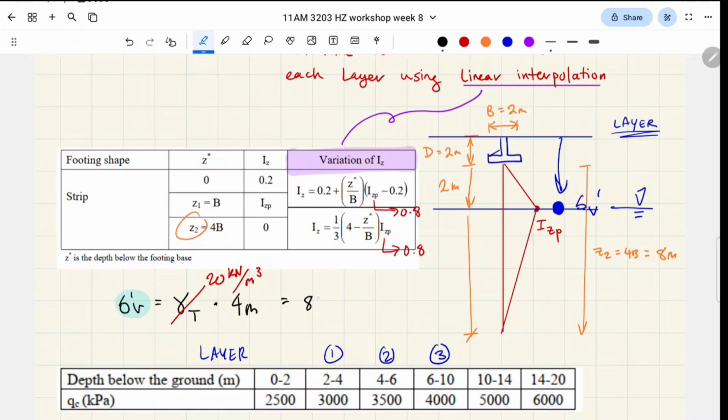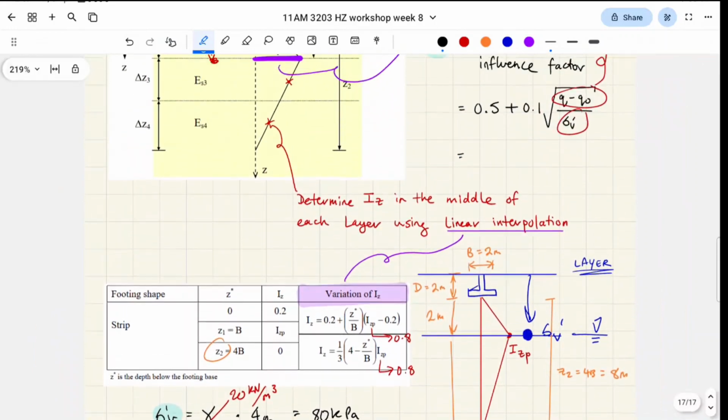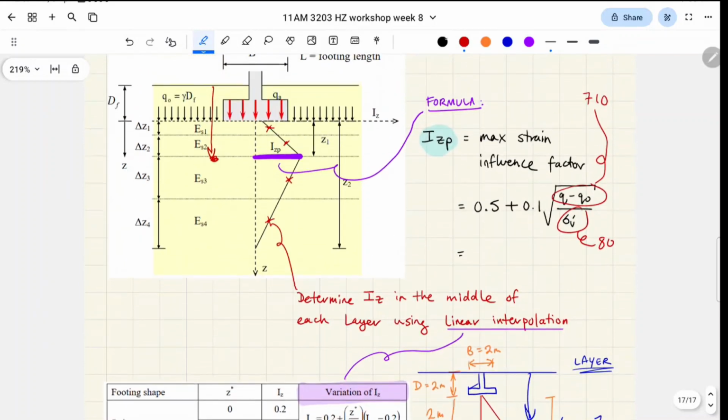That gives us 80 kPa. So that's the effective unit. Sorry, the effective vertical stress. Plug in 80. So now we have our max strain influence factor. If we plug everything into the calculator, it gives us this number, which is approximately 0.8.